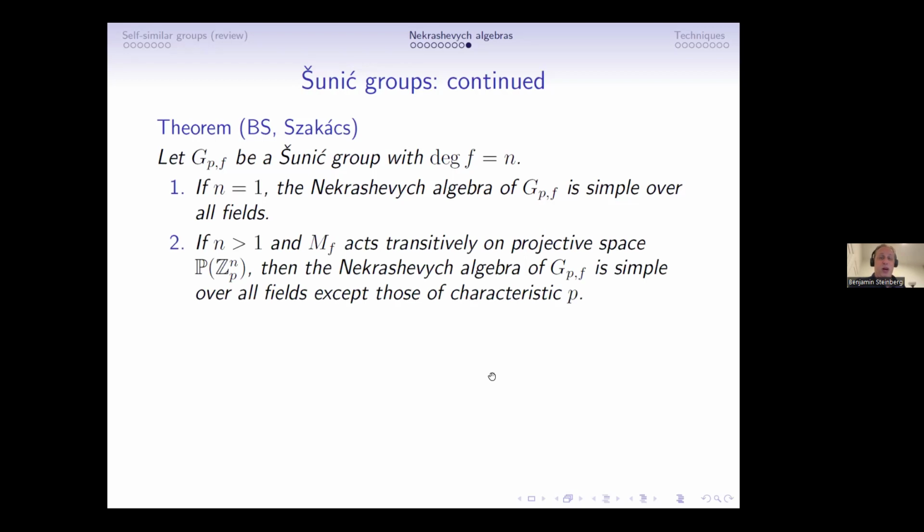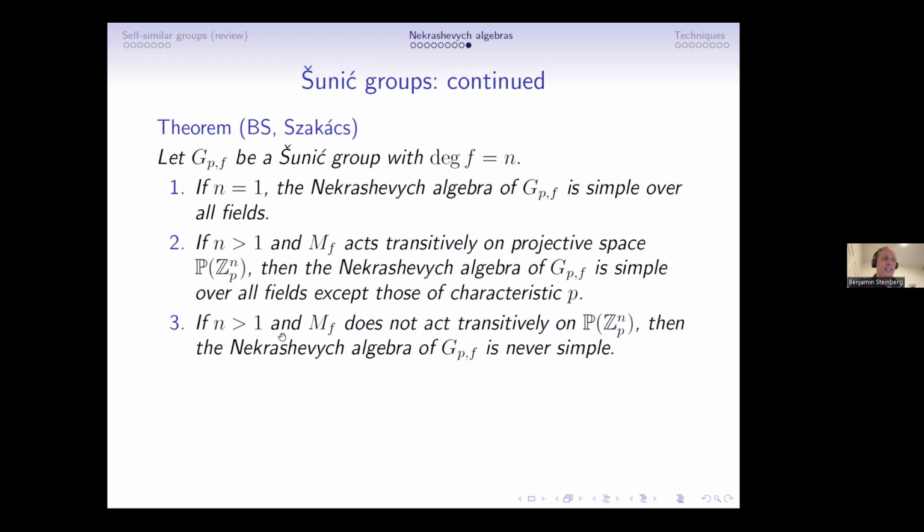If n is bigger than 1, then our matrix MF is a permutation, and it acts on the projective space over Z mod P to the n, right? So we just look at the lines. We look at the set of all lines in this vector space, and MF acts on it. And if it acts transitively on the set of lines, then the Nekrashevych algebra is simple, except over fields of characteristic P, where it's not simple. And if n is greater than 1 and this does not act transitively on projective space, then this algebra is never simple over any field.